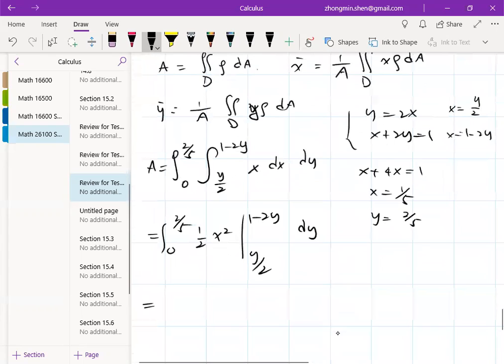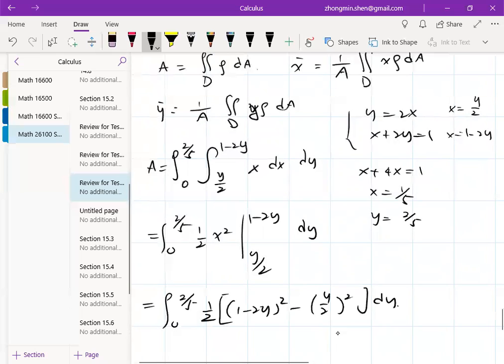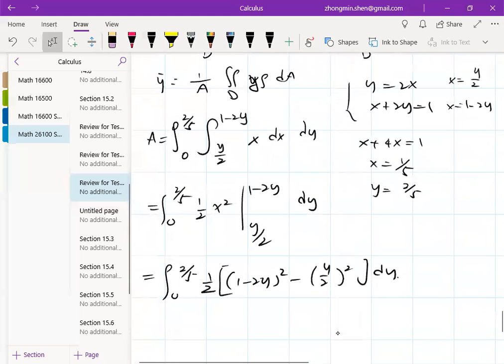So finally, you will get half of (1 minus 2y) squared minus half of y squared, dy. Okay, so you can evaluate this integral. Yeah, use one single integral. Evaluate this double integral, use one single integral. You don't need to define the function piecewise.